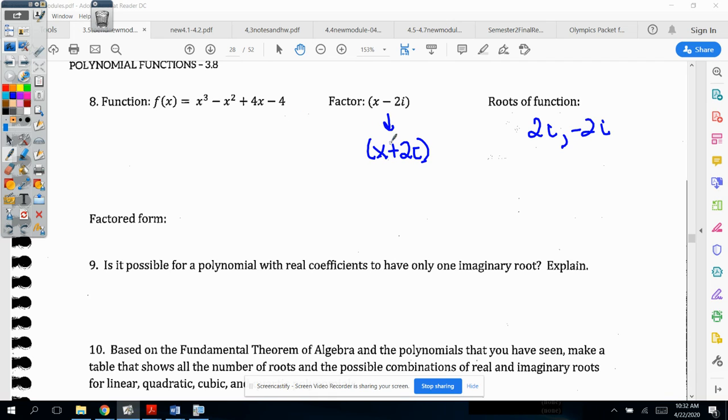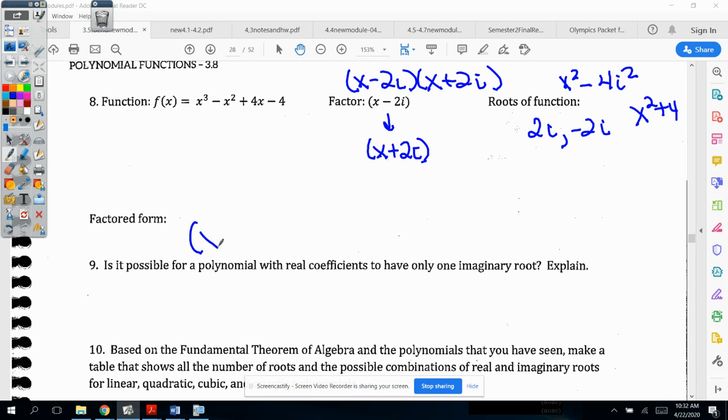The other thing you could do is say, okay, this is not how we usually write factors. If you multiply these two together, you get x squared plus 2ix minus 2ix. Those cancel out. Minus 4i squared, which becomes x squared plus 4. That means one of the factors is x squared plus 4. So to find the last one, you would have to do long division. You could long divide it out.